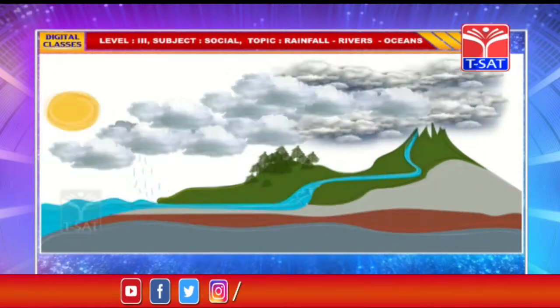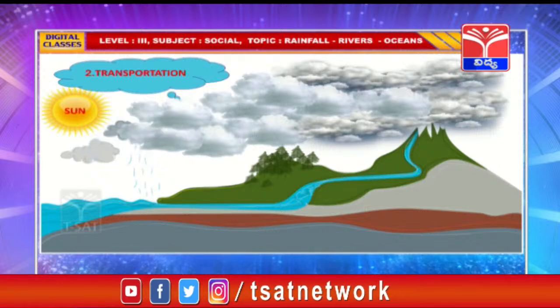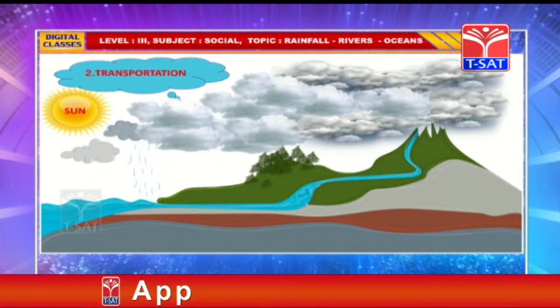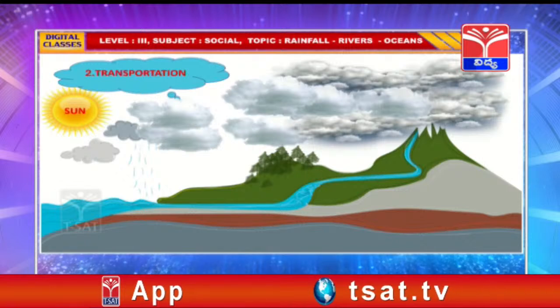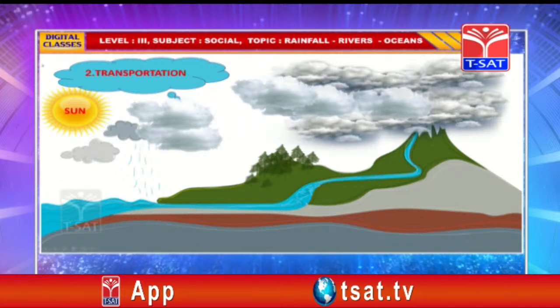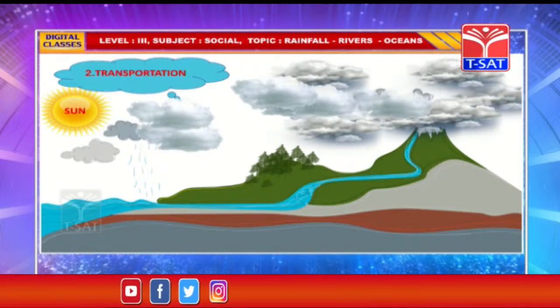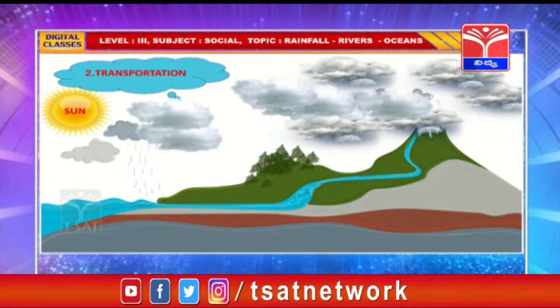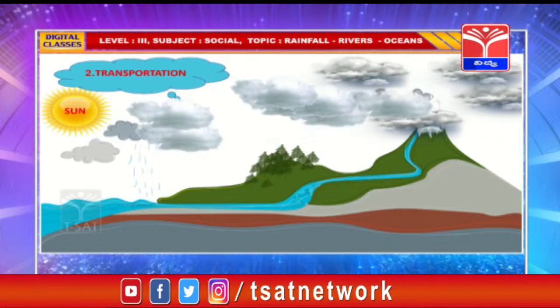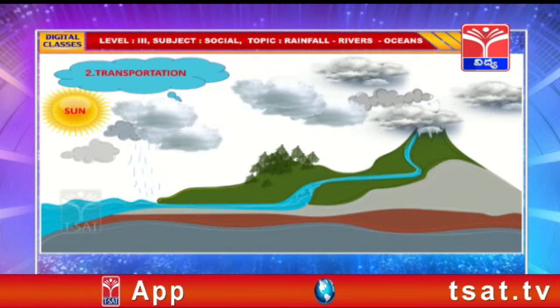Now let us learn about the next stage, that is transportation. The movement of water through the atmosphere, specifically from over the ocean to over land in the form of clouds, is called transportation. Clouds are propelled from one place to another by either upper air circulation, surface based circulations like land and sea breezes, or other mechanisms.